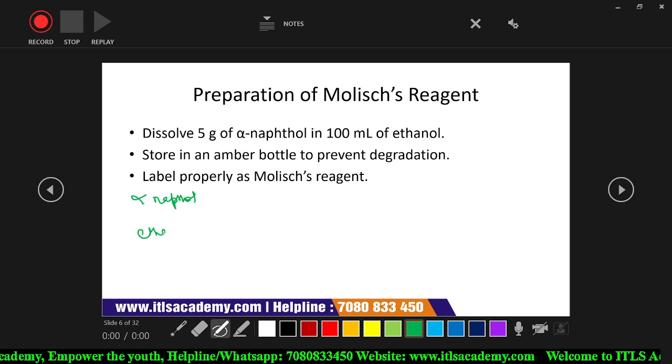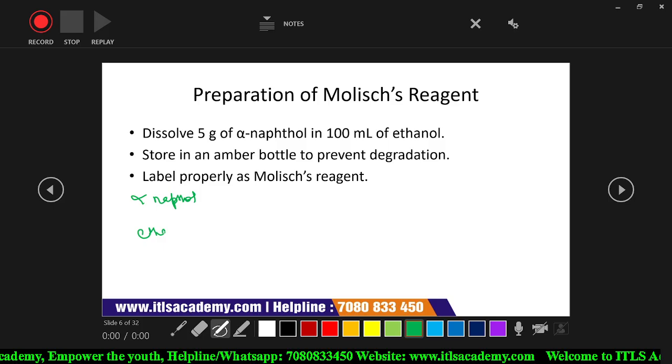After preparation of the Molisch reagent, we can store it in an amber bottle to prevent degradation. Then we have to label that amber bottle with the name of the reagent, that is Molisch reagent, along with the date. Suppose you prepare the Molisch reagent today, you have to mention 31st October 2025. Clear? Clear my point?